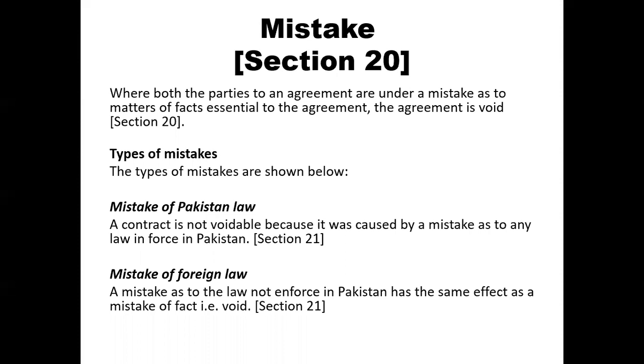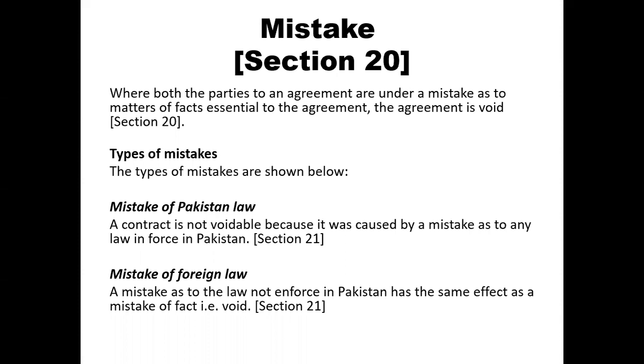So what are the types of mistake actually? The first one is mistake of Pakistan law. A contract is not voidable because it was caused by a mistake as to any law in force in Pakistan, according to Section 21. Such a contract can be called void ab initio, a word we have learned in the video on consent. Void ab initio, that is, null from the beginning.